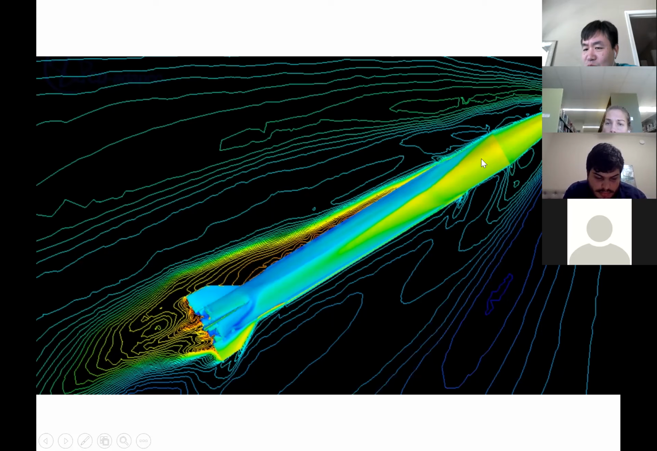Do you know the word contours? Use the contours to show the values. Color contours. So each color represents different values. Usually by rule of thumb, by convention, red is high value, blue is low value, and yellowish is in between. So it shows you the pressure distribution along the surface of the entire rocket. So this is really powerful information.